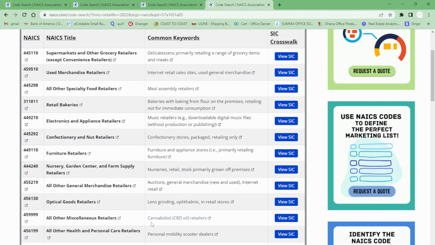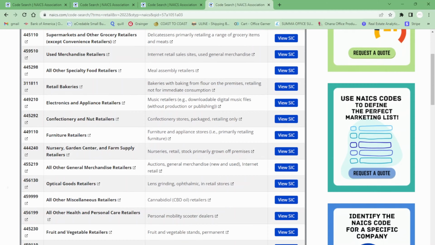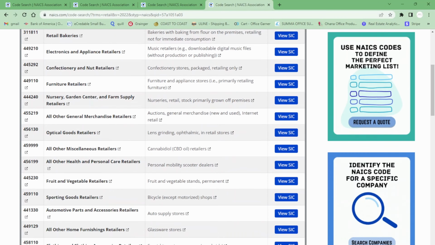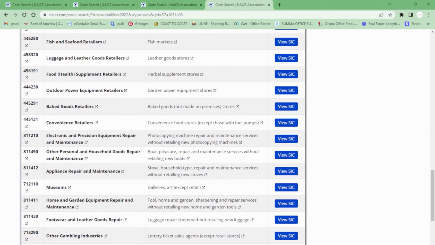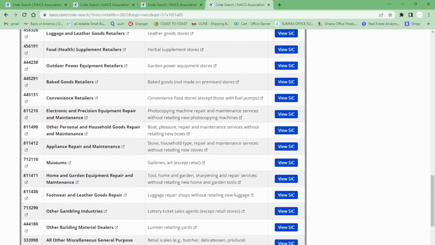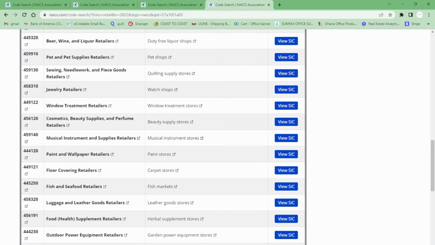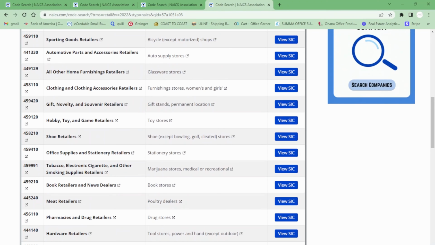All other miscellaneous retailers. It tells you right here what's going on. All other health and personal care retailers. Right here, it has so many different retailing codes. I suggest going under a general one, just because I know a lot of Amazon people sell a variety of different products, so you don't want to limit yourself. Like I said, if your business is a general business in a specific industry, then I would shoot for that if I was you.